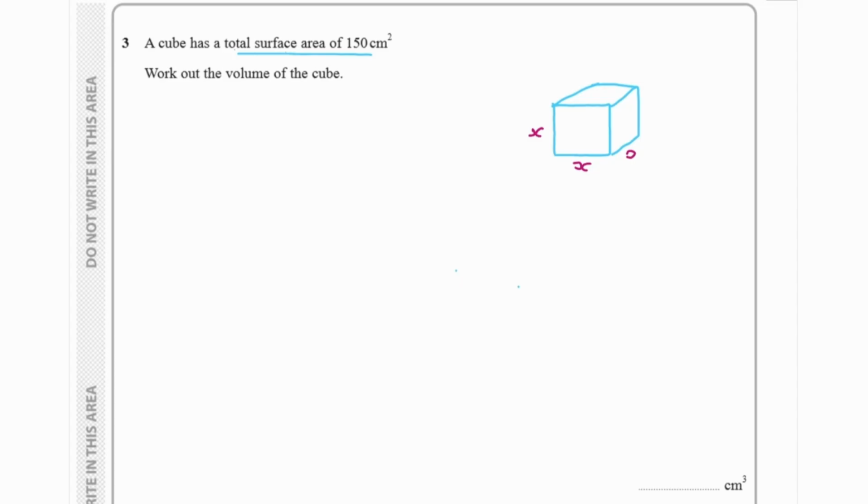In order to find the area of just one of the surfaces, we would have to do the length multiplied by the width, which would just be x multiplied by x, and that gives us x squared.